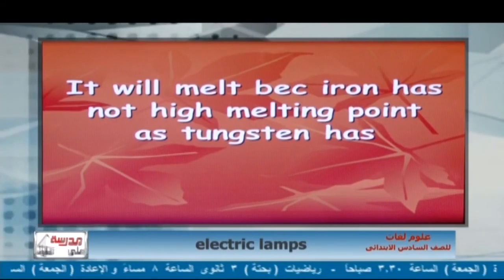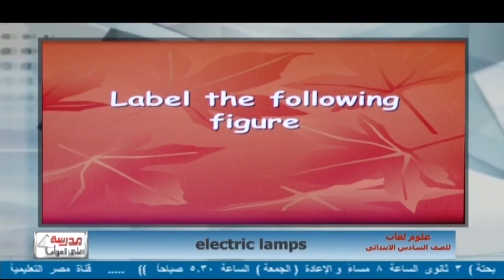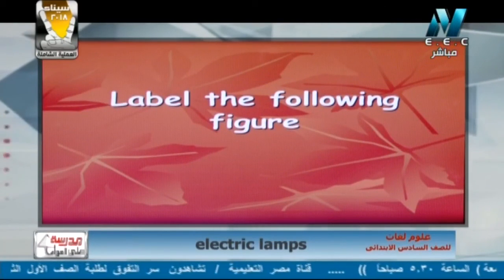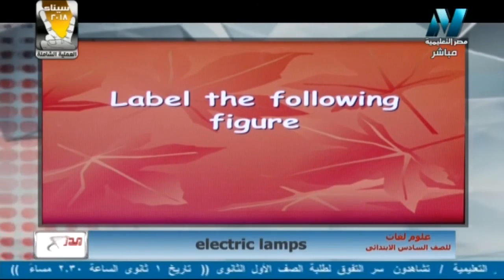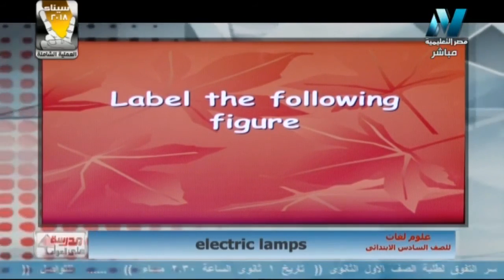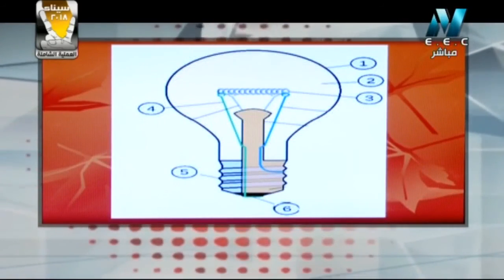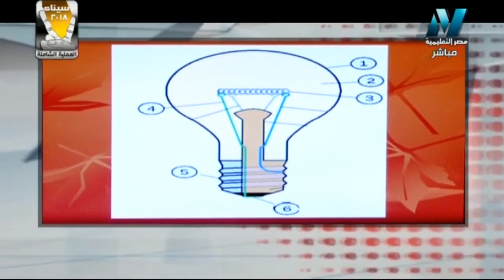And now let us turn to another type of question, which is to label the following figure or label the diagram. Label the following diagram means put the data on the drawing, or show the required data in the drawing. It is a very important question that we practiced well, and we drilled it more than once last term. Now I have an electric lamp or light bulb. I have 1, 2, 3, 4, 5, 6 as we see. So now what about number 1?